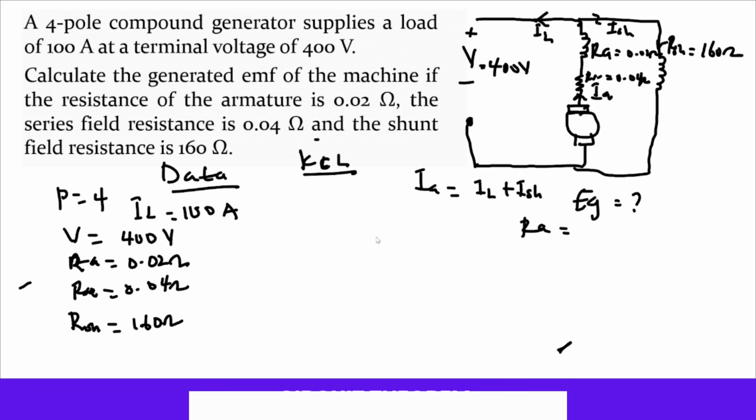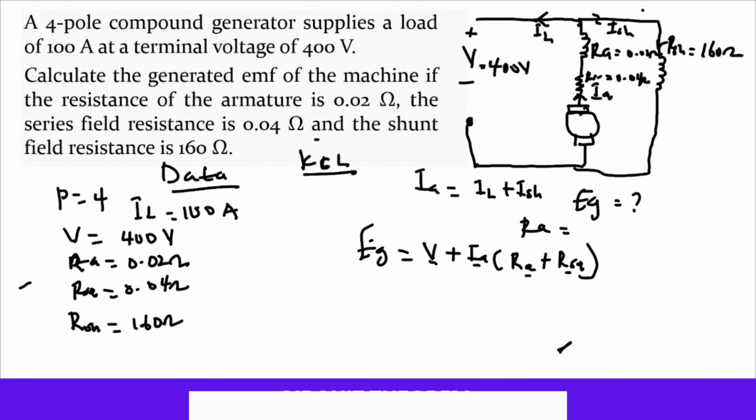Now let's do the analysis. We know that the generated EMF, which is what we are looking for, is always given by the terminal voltage plus IA multiplied by any other resistance that will be given. So we have the armature resistance plus the series resistance. Assuming we don't have any series resistance, we are going to get it in terms of RA alone. So we have the terminal voltage, we have RA, we have R series, but we don't have the armature current.